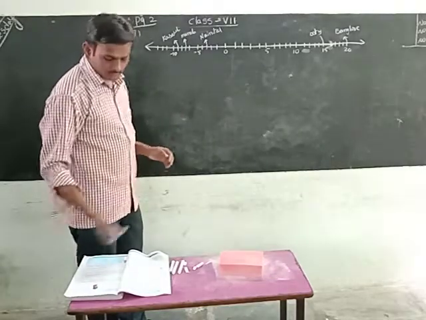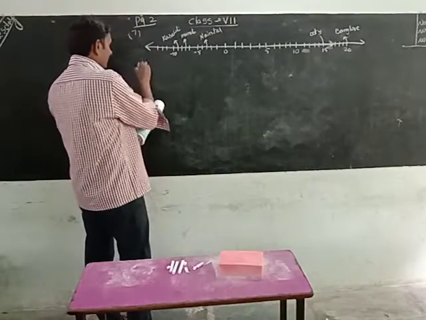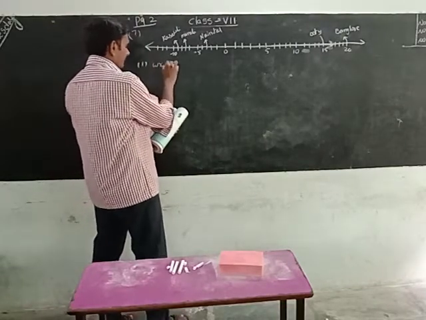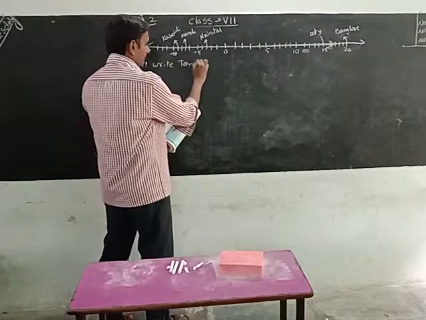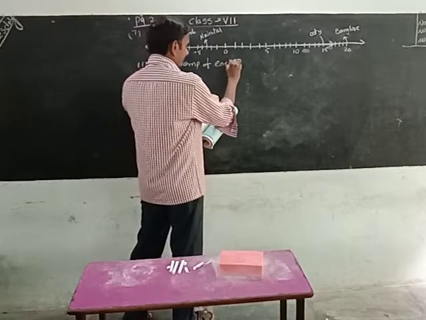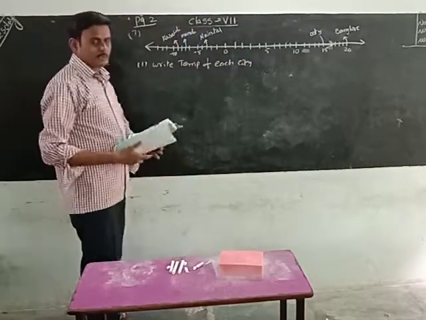What are the questions given there? We will write first. In that Roman, 5 questions are there. Temperature of each city. Write temperature of each city. This is the first question. Write the temperature of each city.